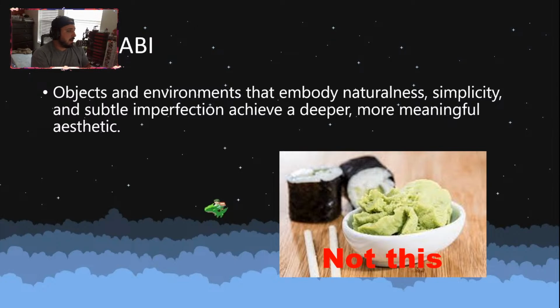Okay. So we have the term wabi-sabi. And you'll hear this probably throughout the program, I would imagine. More people will say it or use it, or you'll hear this type of term in the future as well. Okay. So wabi-sabi means objects and environments that embody naturalness, simplicity, and subtle imperfection, okay? To achieve a deeper, more meaningful aesthetic, right?